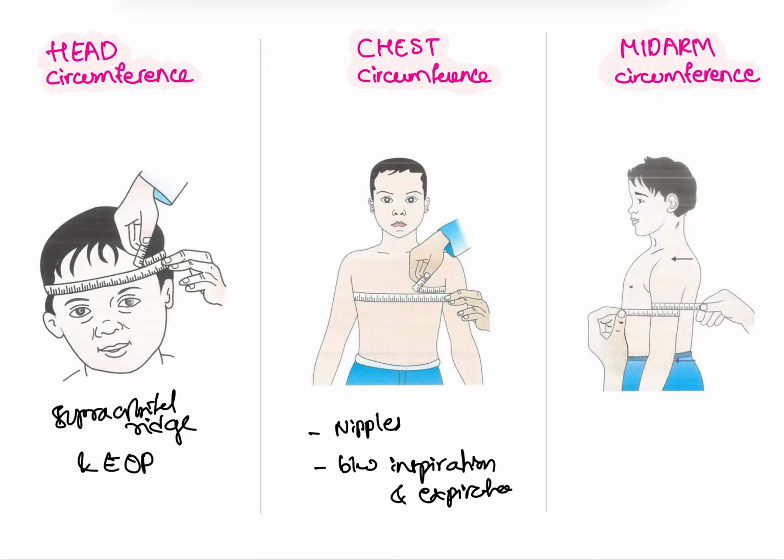Midarm circumference. For measuring midarm circumference, first we have to measure the length between acromion process and olecranon process. At the midpoint, we have to measure the midarm circumference.